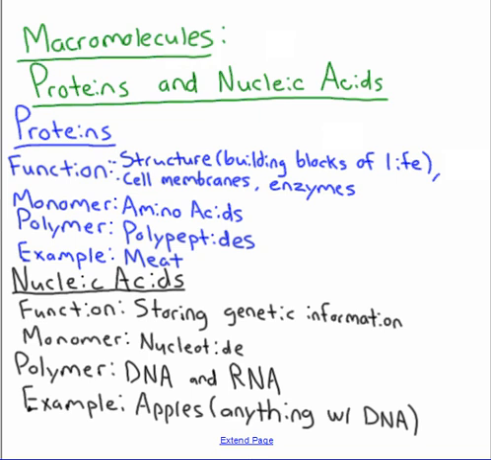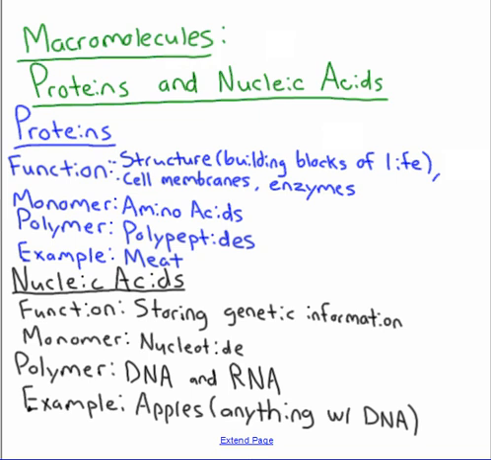Also, they do a lot of other things like make up the cell membrane. So they use protein channels and protein receptors and things like that. And then also, finally coming in this video, they make up enzymes. Proteins make up enzymes. The monomer is amino acid.